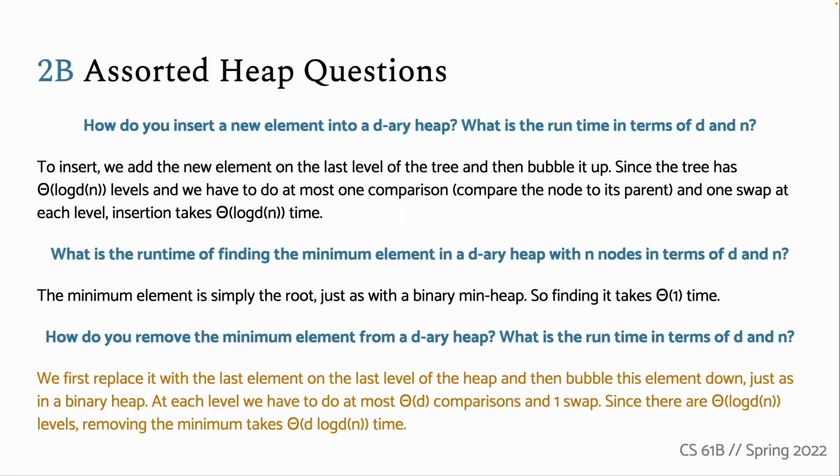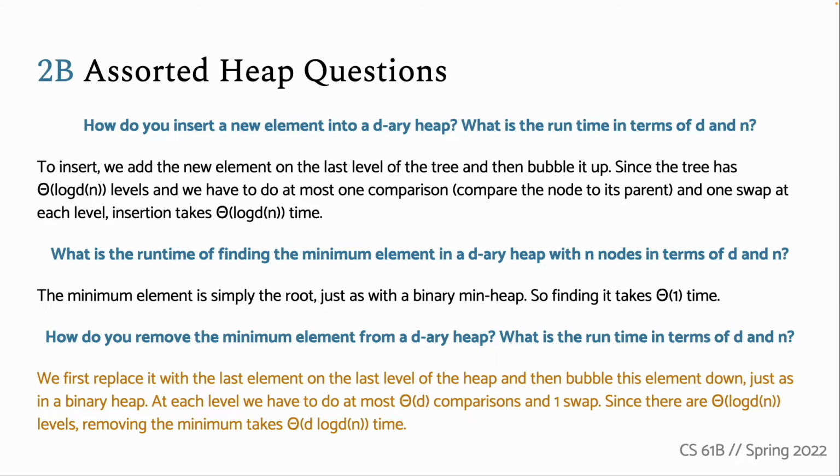And then the minimum element, how do you remove it? Again, it's going to be very similar. All we're going to do is take the last element on the last level of the heap and put it in the place of the root and then bubble it down. And at each level, we have to do at most D comparisons where we're checking it with each of the children, and then you have to do one swap.